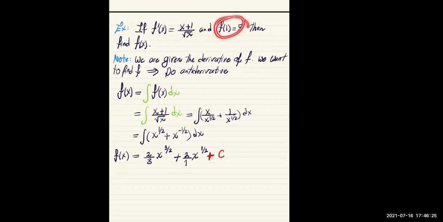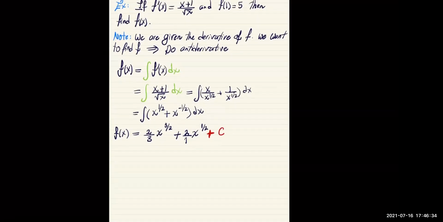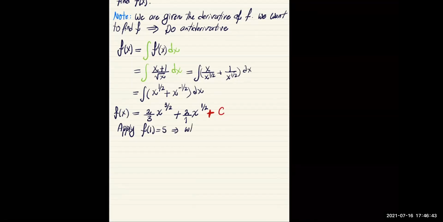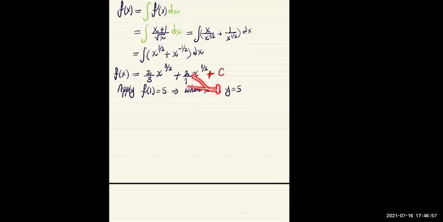But I have this information that allows me to find C. We have this point on this curve. Plug the point in. Apply f of 1 equal to 5. Again, this means that when x is 1, the output is 5. So plugging that information in gives you an equation with C as unknown. Just put 1 for x.